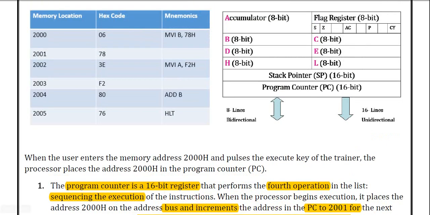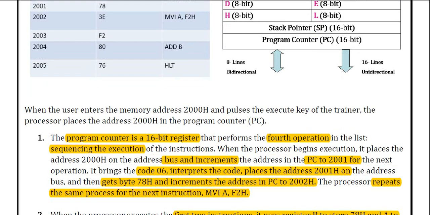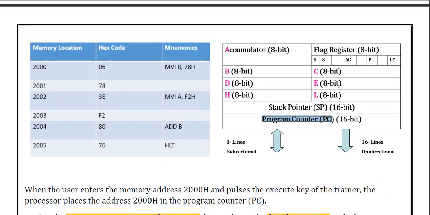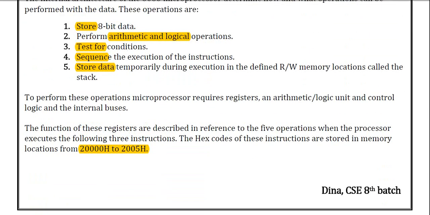That means the first one is the sequencing, which is handled by the program counter. In the program counter section, 2000 is incremented to 2001 by this hexadecimal code, and 2001 is incremented to 2002 by this 78 hexadecimal code, and that goes on. This is done by the program counter and the sequencing section, which is the 4th operation of the execution section.